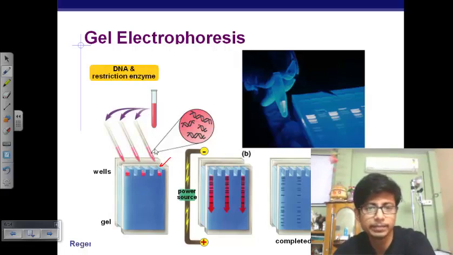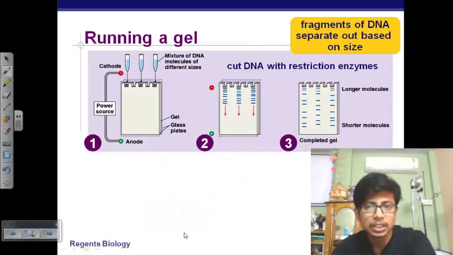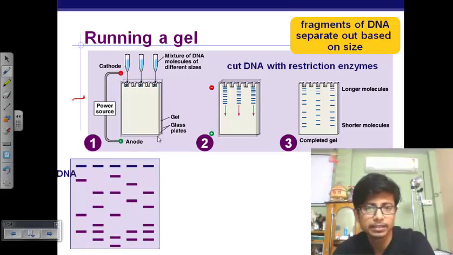So we load them and run them. As you can see, larger fragments will end up in the back side, and shorter fragments will travel the longest distance in the gel. Here, running a gel, fragments of DNA are separated. We load them, separate them based on size, and then finally we add the power source, and the whole process works.